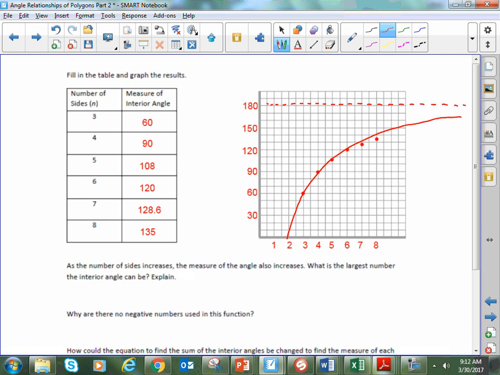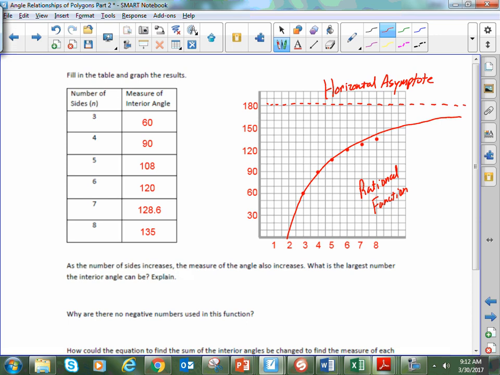The type of function that we're actually seeing here is not something that you generally get introduced to in Algebra 1, but it will be something you talk about in Algebra 2 and other math classes. This is what we would refer to as a rational function. And what we're seeing here, this is what we would refer to as a horizontal asymptote.